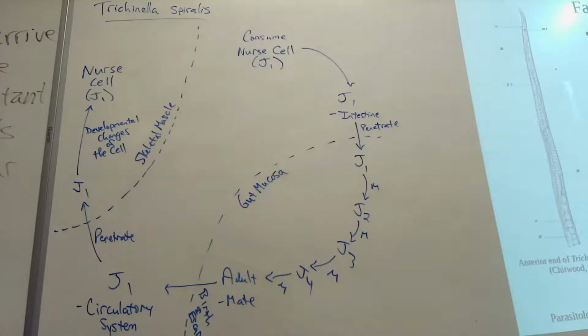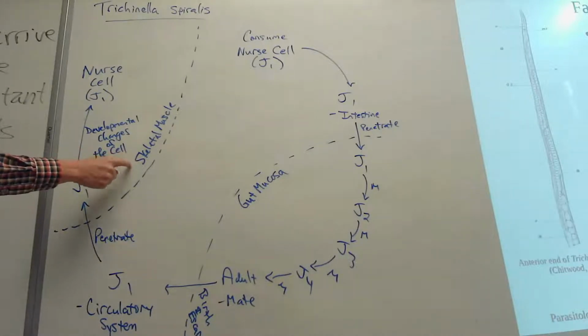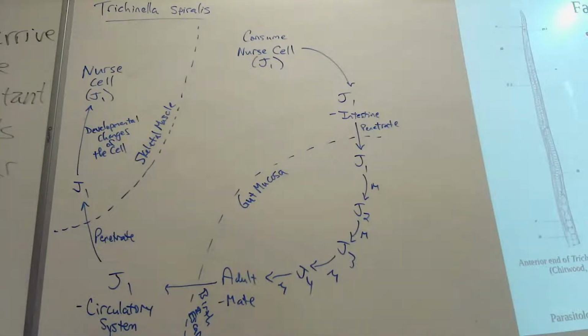Now, you can think of this change as the parasite getting inside the cell and then commandeering it, taking it over. It changes the function. It's no longer going to be functioning as a skeletal muscle cell. It's going to be functioning as a nurse cell. What do you think the nurse cell is doing? Just based on the name, it's going to basically nurture this J1 until it can get into our next host. So it stays right there in the host.